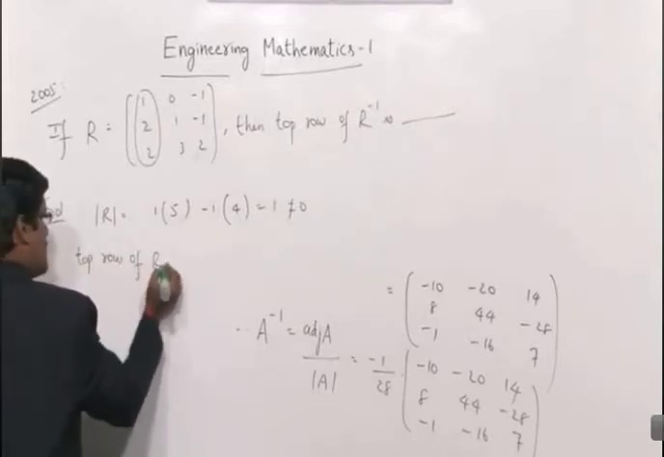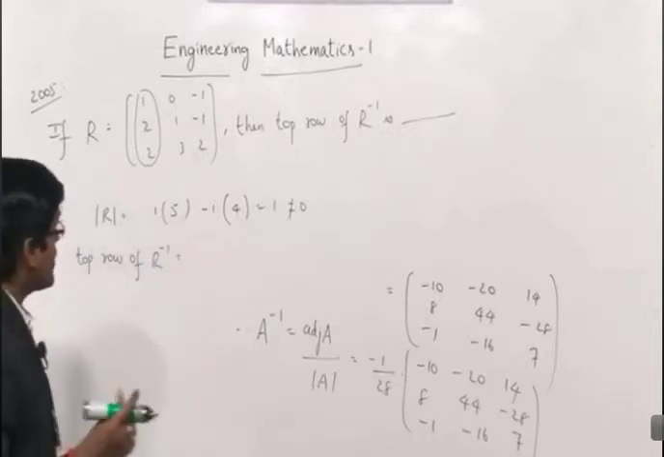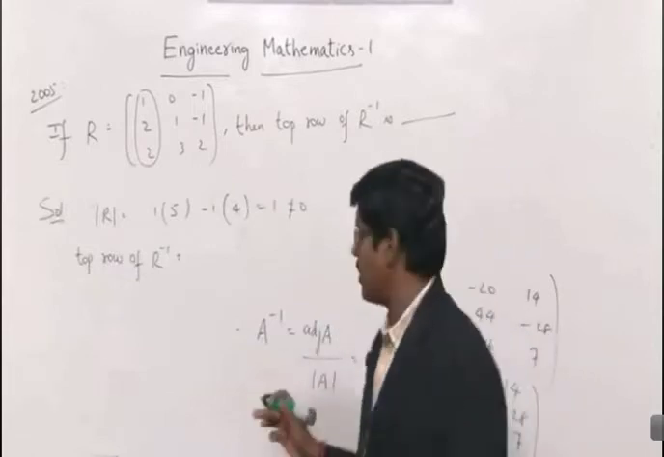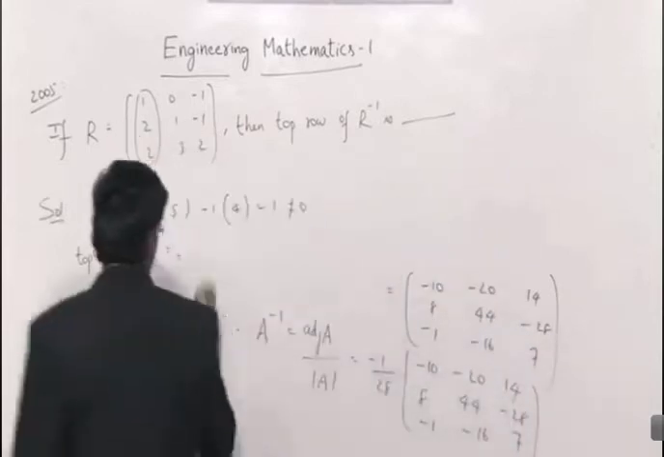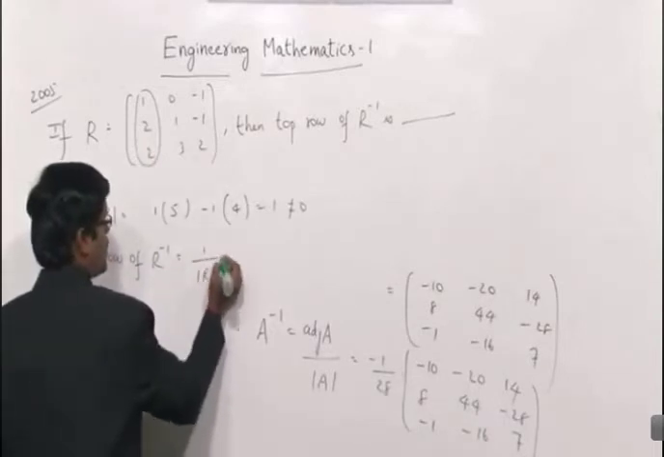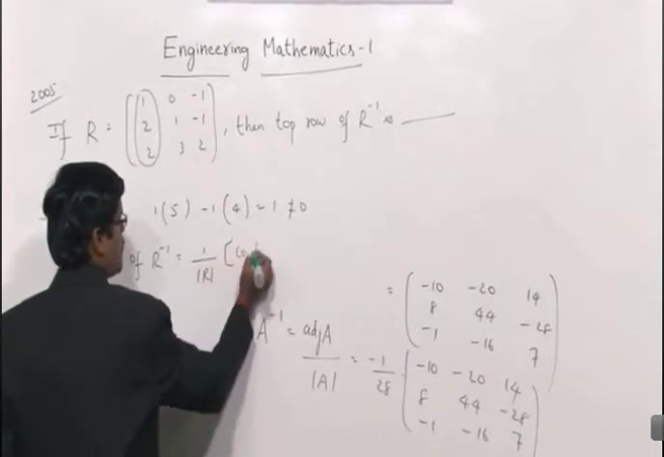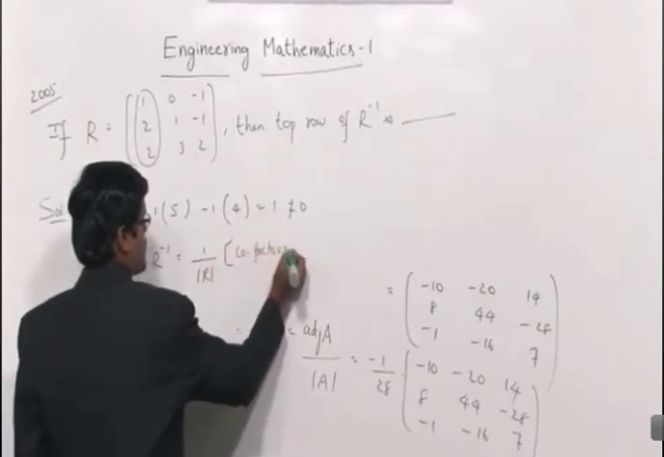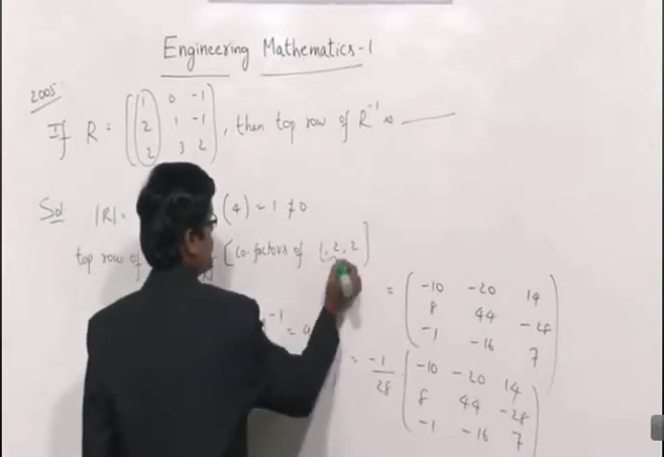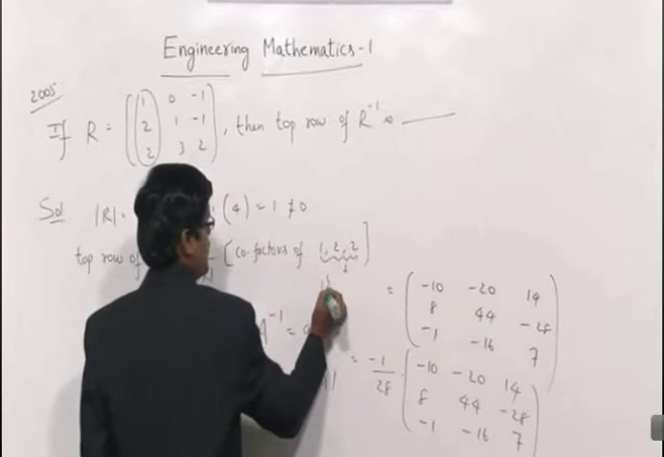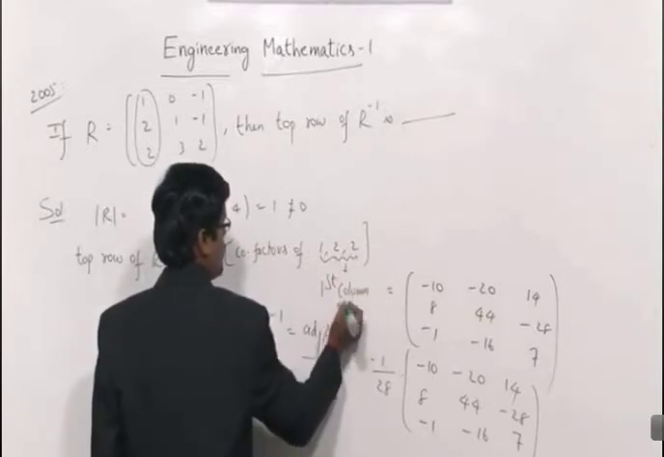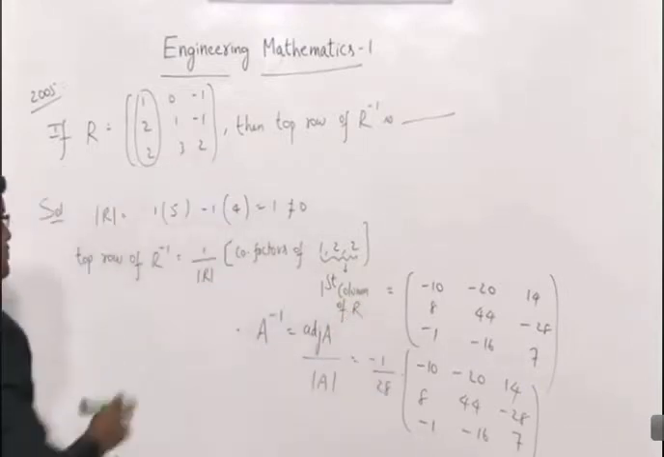Top row of R inverse I am giving directly. Here we do not require all the elements' cofactors. Just see the words top row, first row of R inverse. It is nothing but first column cofactors in R divided by determinant, which is equal to 1 upon determinant R times cofactors of 1, 2, 2. This 1, 2, 2 is nothing but the first column of R.